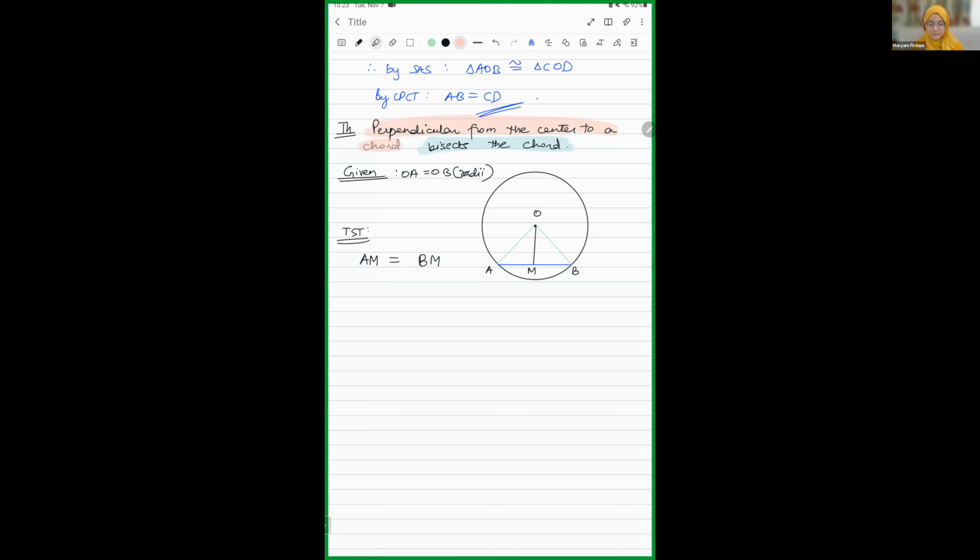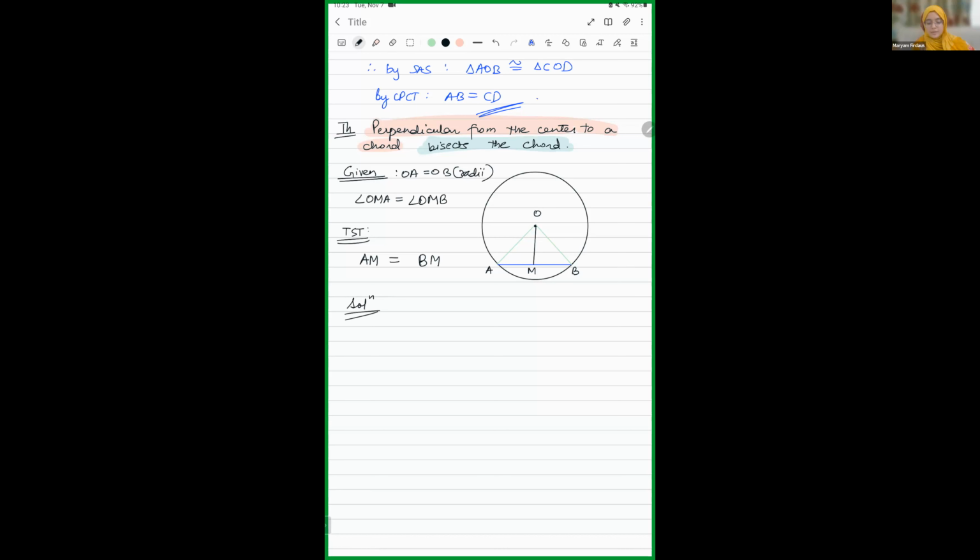OM common. That is in the solution, okay. But look at the pink thing that I have highlighted. What is given? Perpendicular from center to chord. What does that mean? Angle OMA is equal to angle BMO. And that's it.